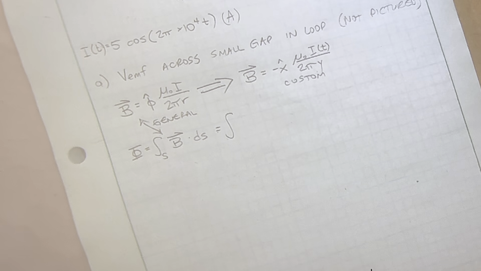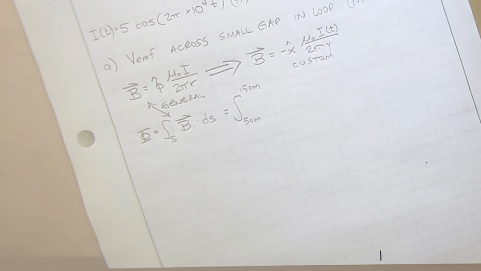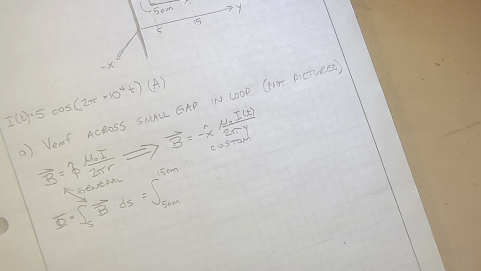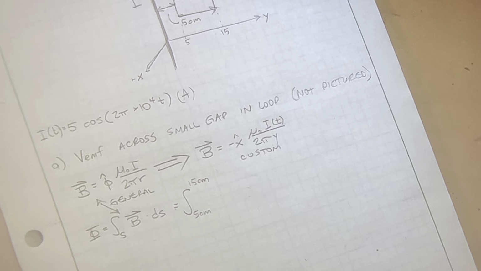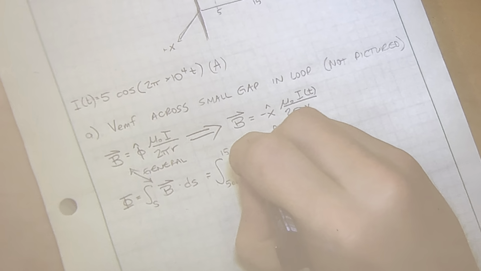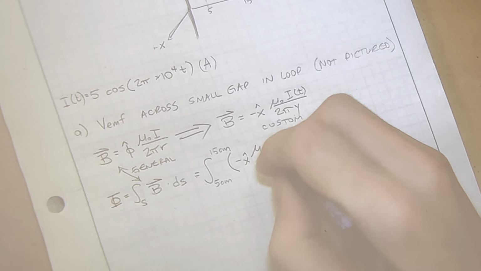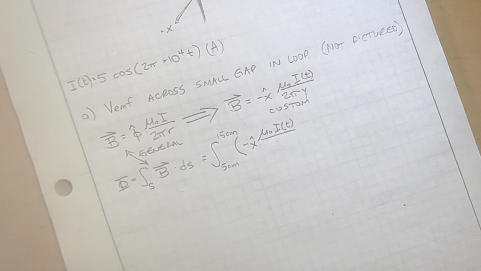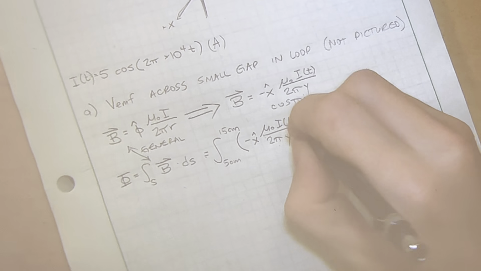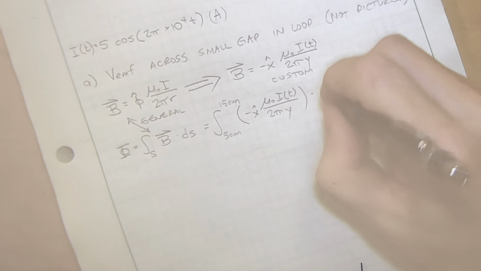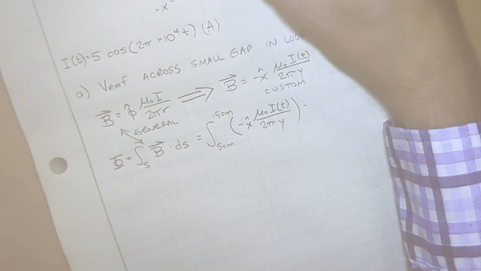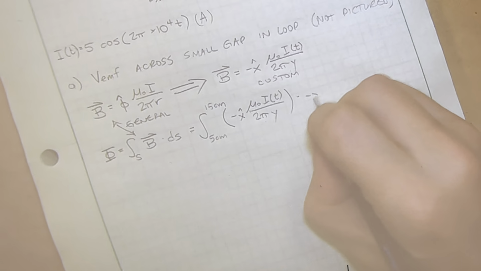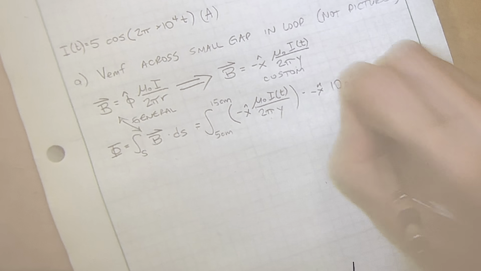The solutions manual does it this way. They go 5 centimeters to 15 centimeters, from here to there, because if it's 10 centimeters long but spaced off by 5, then this must be 15 and 5 on the y-axis. So they're pushing that integral this way, and we have negative x hat mu naught I over t of t over 2 pi y times ds, and our ds in this case is just how tall it is, which is negative x hat 10 centimeters.